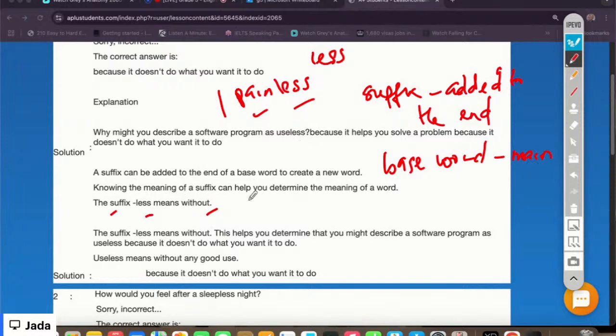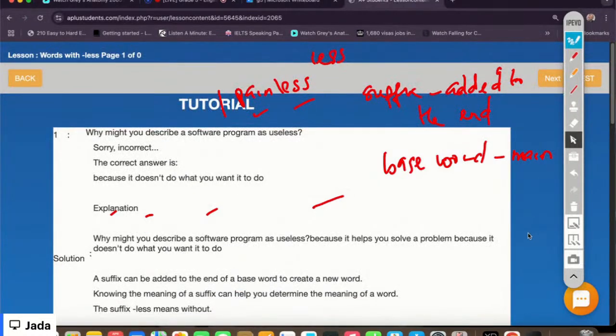Knowing the meaning of a suffix can help you determine the meaning of a word. If you know the meaning of the suffix, it can be easier for you to determine the meaning of the new word created. Alright, so let's look at some examples.